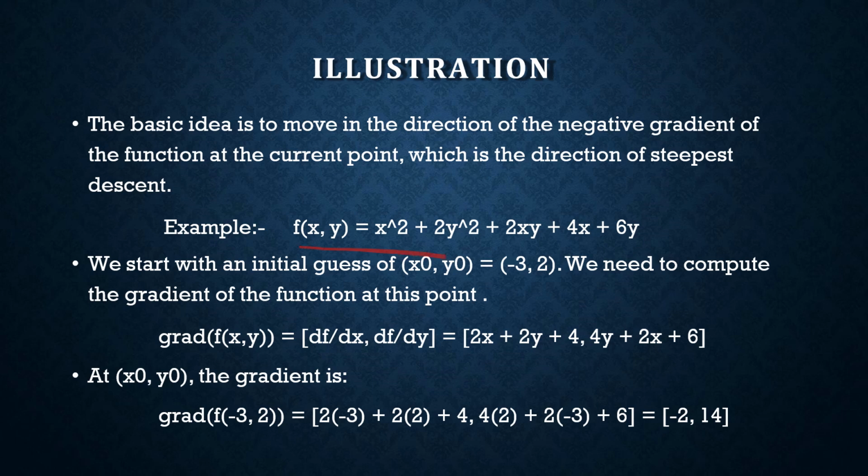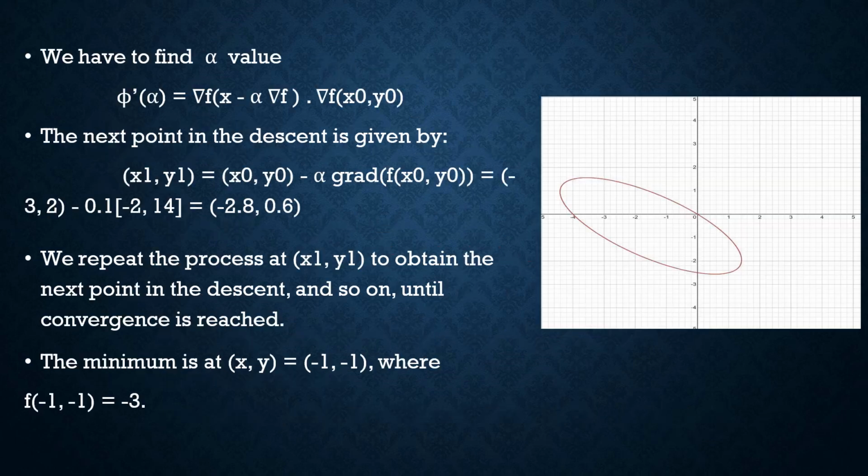First we will take an objective function. We will substitute some initial values x comma y as minus 3 comma 2, and we will substitute these initial values in the gradient update. We will differentiate this f of x comma y, substitute the initial values, and find the gradient of the function as minus 2 comma 14.